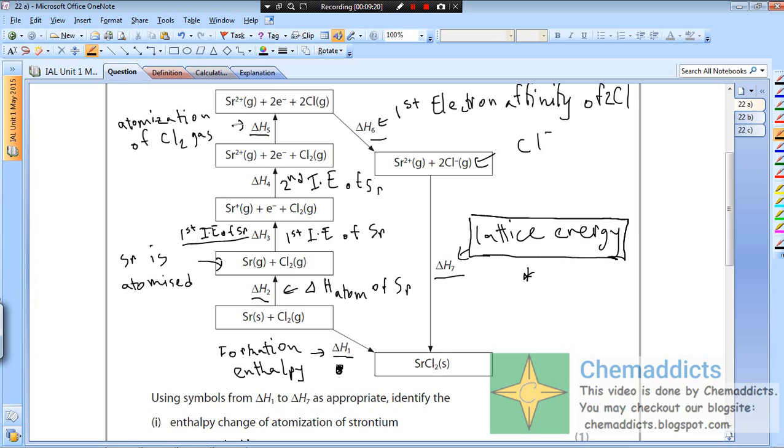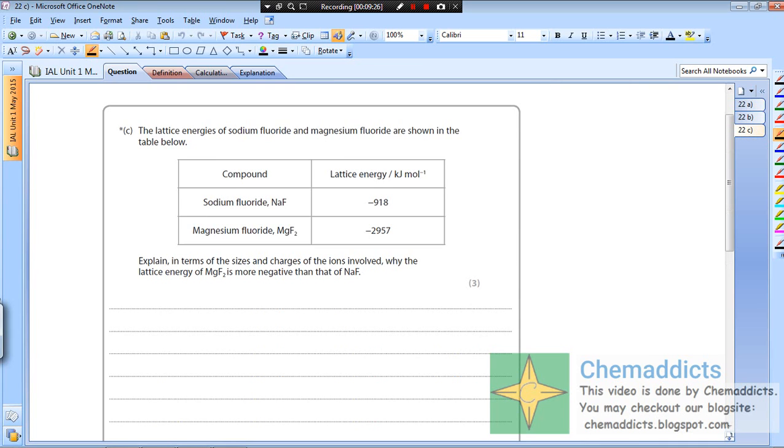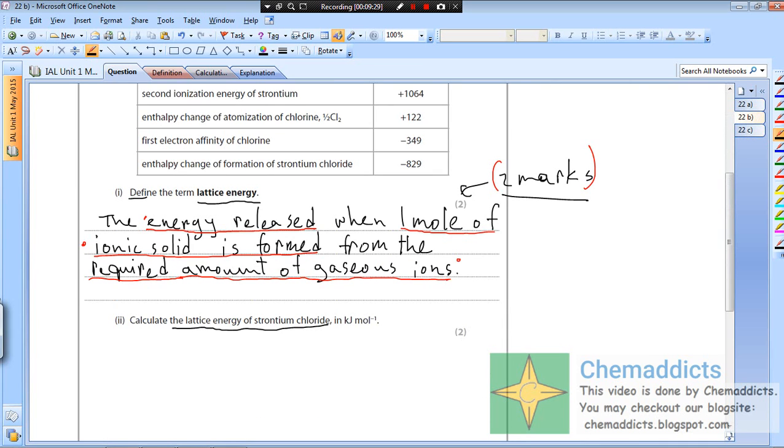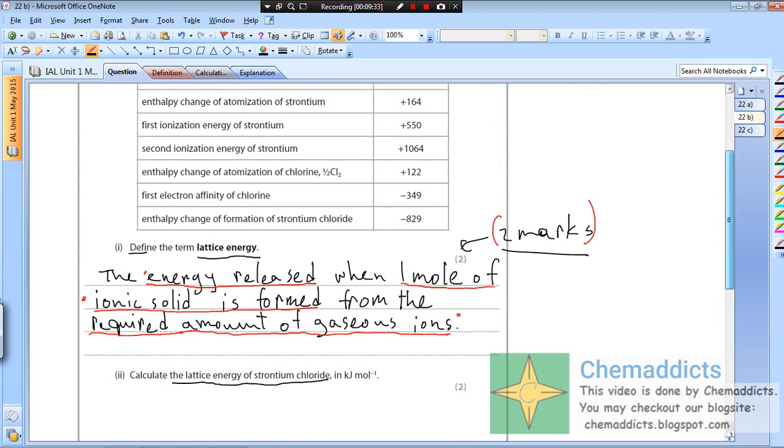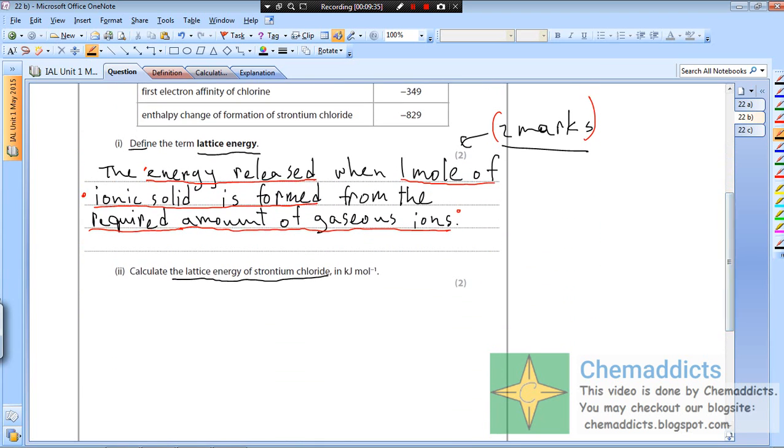So let's see. In here, let us keep the lattice energy on this side. Del H1, since we are finding... oh sorry, oh now I get it.